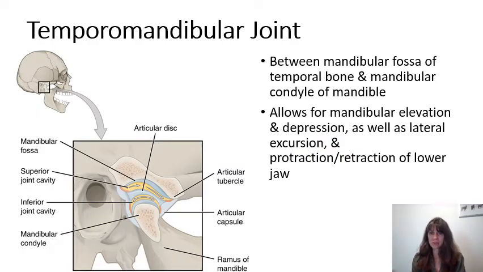The temporomandibular joint occurs between the mandibular fossa of the temporal bone and the mandibular condyle of the mandible. The structure of this joint allows for elevation and depression, as well as lateral excursion and protraction and retraction of the lower jaw. Sometimes people experience pain at this joint and are diagnosed with TMJ. TMJ stands for temporomandibular joint. Everybody has TMJ, but TMJ joint pain is different.